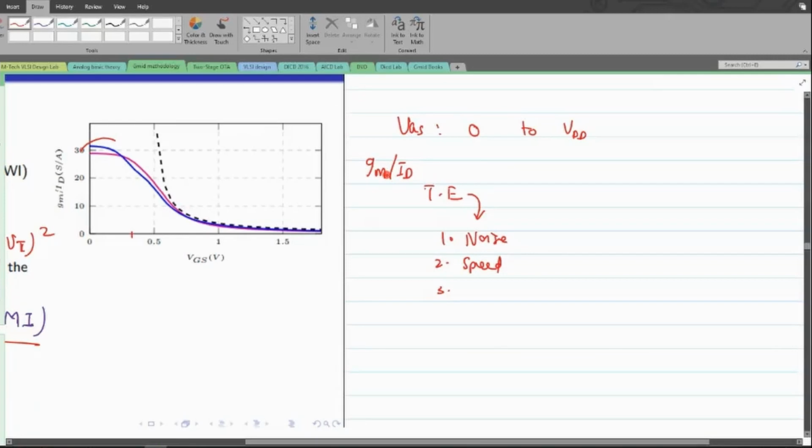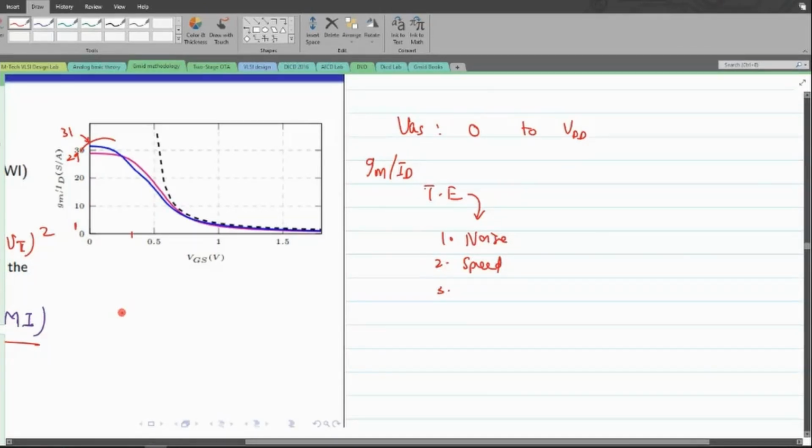Okay, so you can see from this gm over ID plot that the range of values along the y-axis goes from 1 all the way to a maximum of 30. Or sometimes, if it is a shorter channel, you end up with a value closer to 29, or you may end up with a maximum value of 31, depending on the different channel lengths. So we can see that there is a particular range of values.